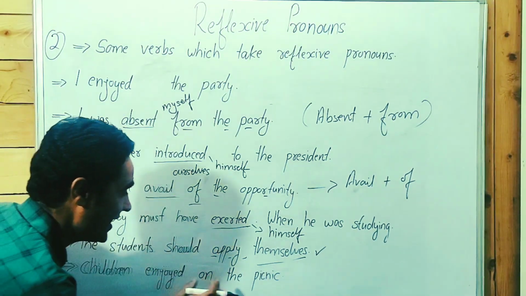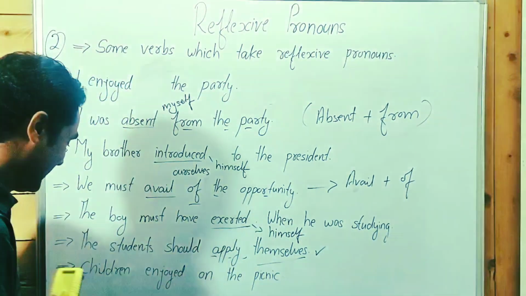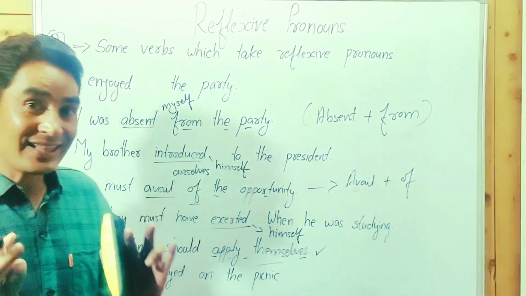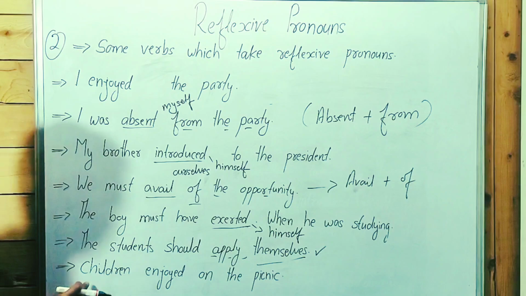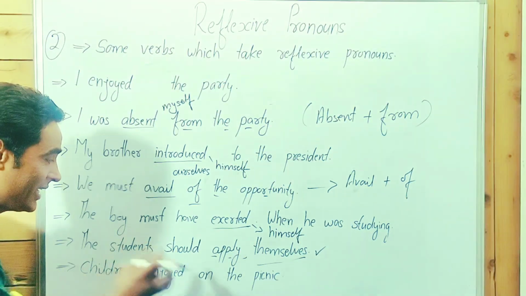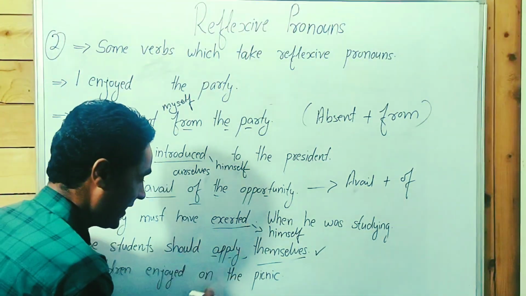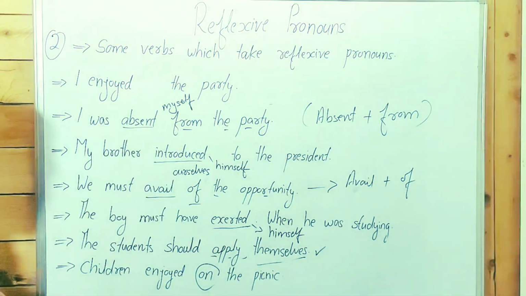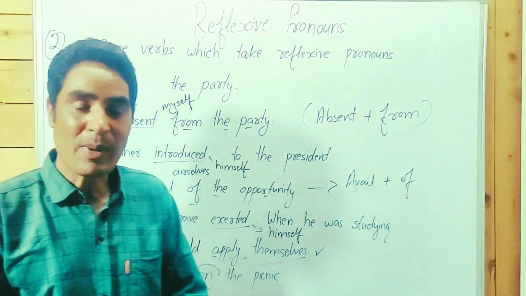Children enjoyed on the picnic. Okay, this sentence can be corrected in three ways. First, remove "on": children enjoyed the party. Children enjoyed the party first.